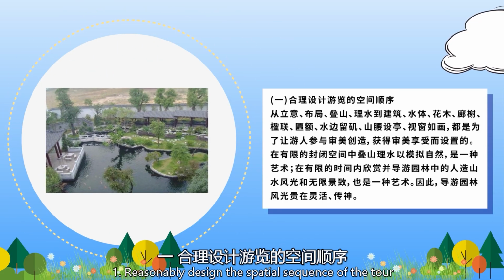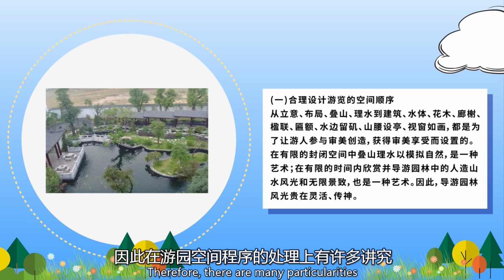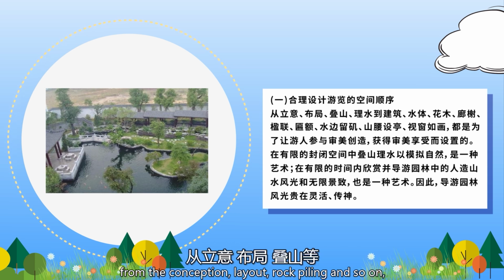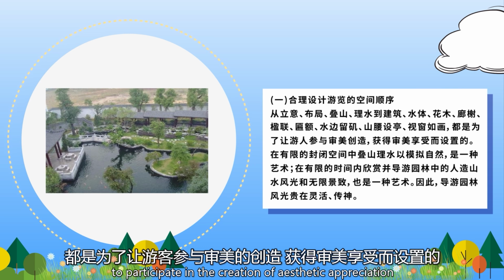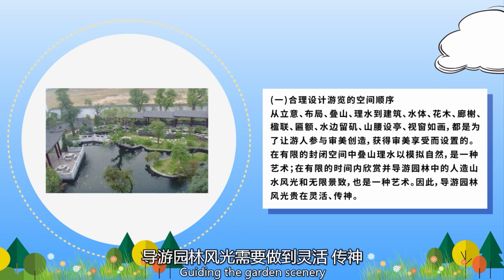Reasonably design the spatial sequence of the tour. Garden landscape is a kind of spatial art, stressing the overall layout. Therefore, there are many particularities in the processing of the garden visiting space procedure, from the conception, layout, rock piling, and so on, which are all set up to allow tourists to participate in the creation of aesthetic appreciation and obtain aesthetic enjoyment. Guiding the garden scenery requires to be flexible and vivid.